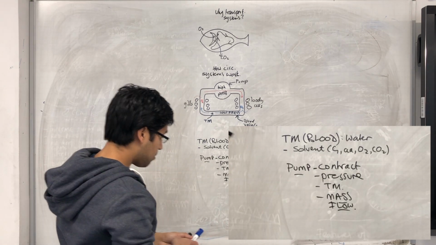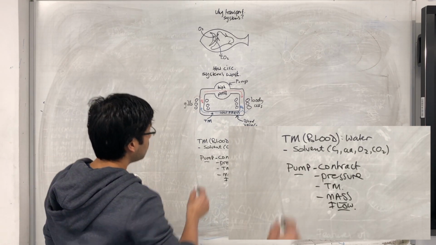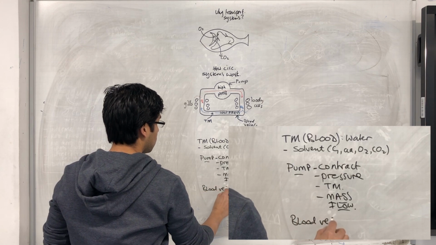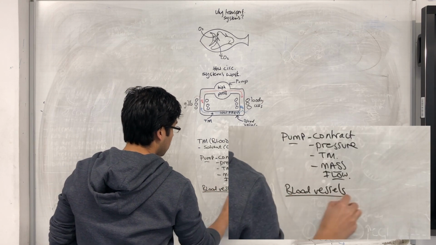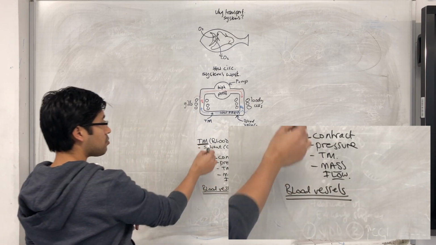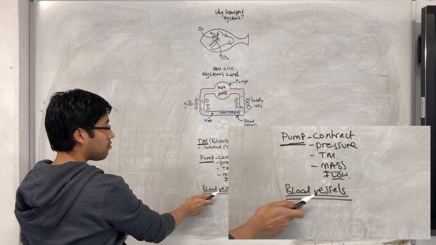Okay, finally, we need the blood vessels. So these are our three components: the transport medium, the pump, and finally the blood vessels.